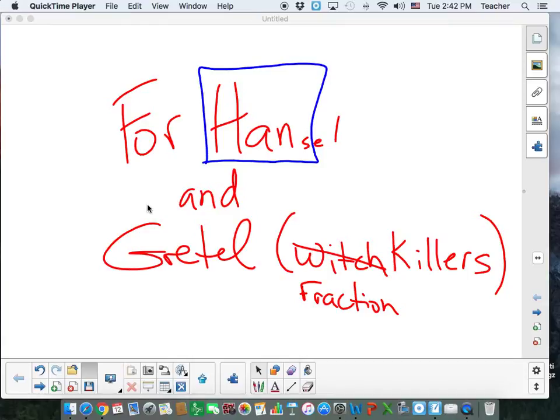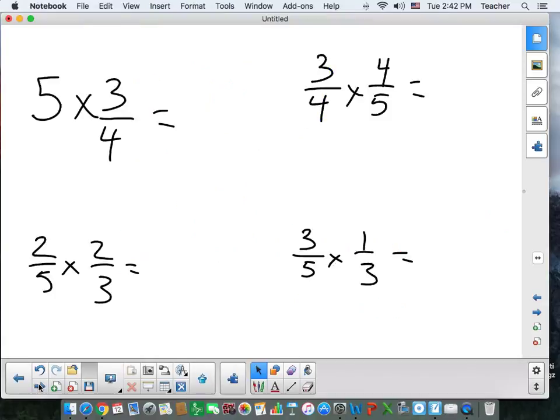Yesterday was multiplying fractions, how to multiply fractions.